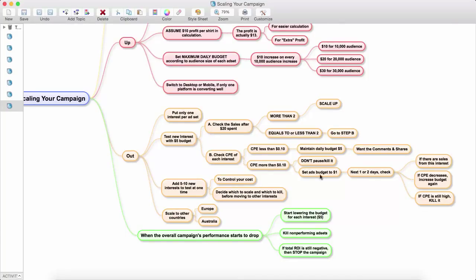This is actually similar to what you do when you do the testing. So you check the sales after $20 spent for each ad set or each interest. If there are more than 2, then you can start scaling up. And if it is equal to or less than 2, you go to step B. Then you check the CPE for each interest. If it is less than 10 cents, then you maintain the daily budget of $5. And you might want to check the comments and shares.